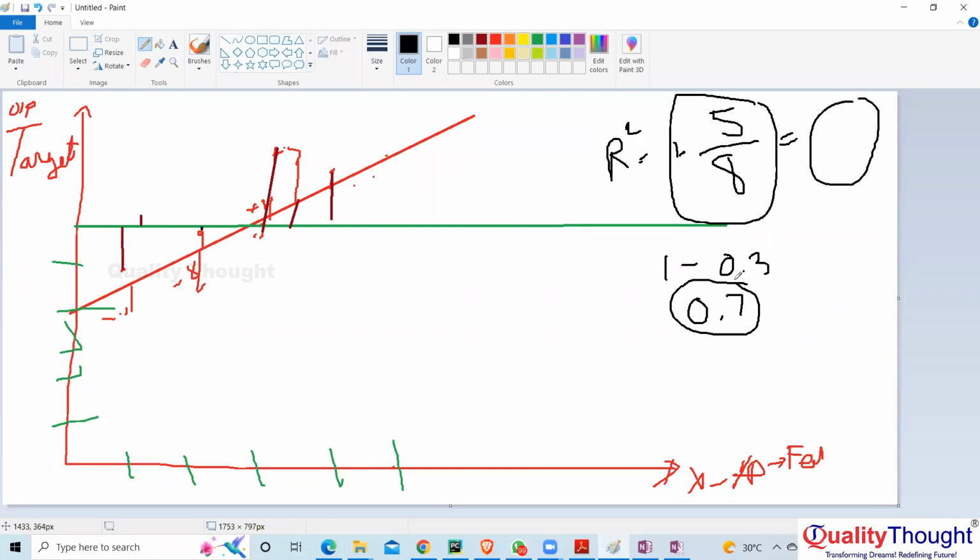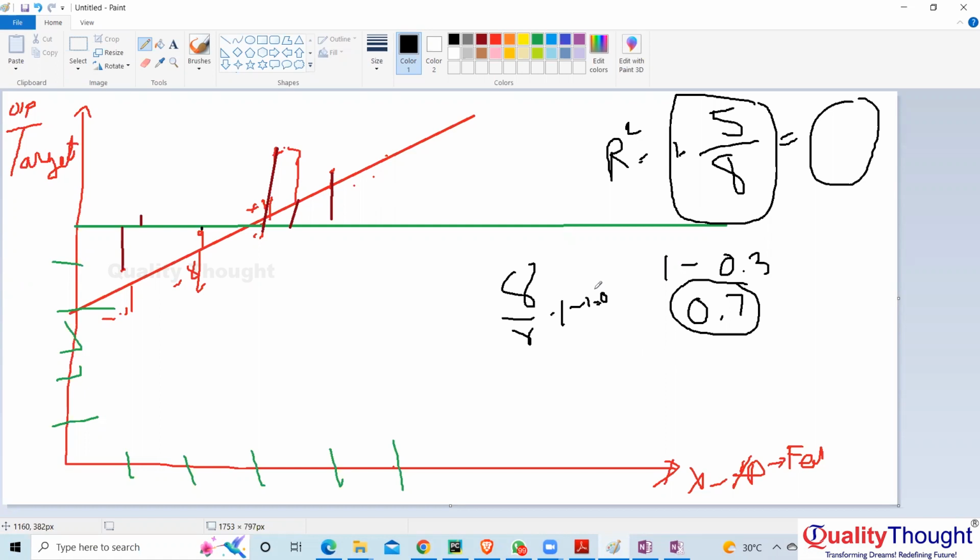At worst, what can it be? Worst is that your regression line and the average line are the same. That is the worst thing that can happen. So in that case, it will be 8 by 8, which is 1. So 1 minus 1 is 0. So the minimum value the R square can take is 0. R square cannot take a value less than 0. Because it is already squared, no, sir.